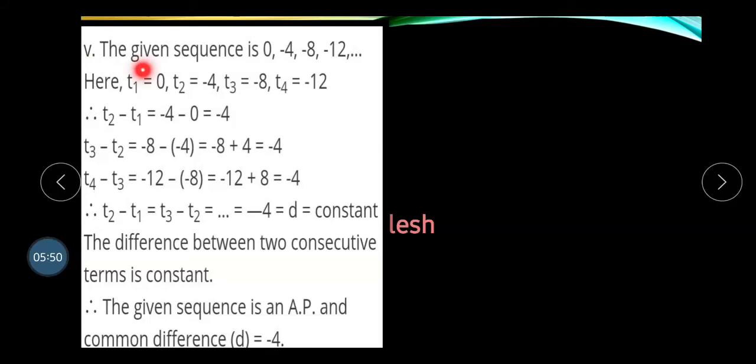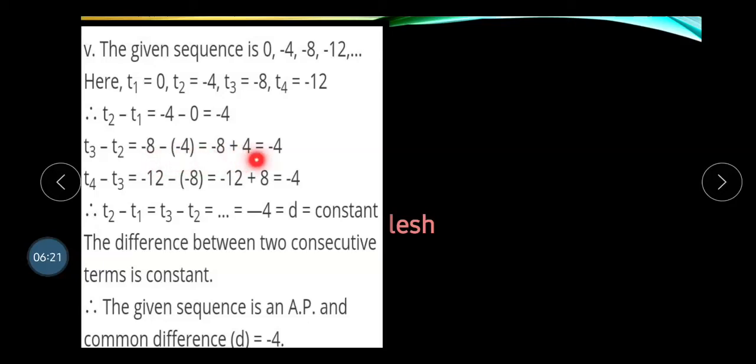Fifth one, the given sequence is 0, minus 4, minus 8, minus 12. First term equal to 0, second term equal to minus 4, third term minus 8, fourth term minus 12. Second term minus first term equal to minus 4 minus 0, which we will get as minus 4 itself. Third term minus second term equal to minus 8 minus minus 4. Minus minus will become plus. So minus 8 plus 4.